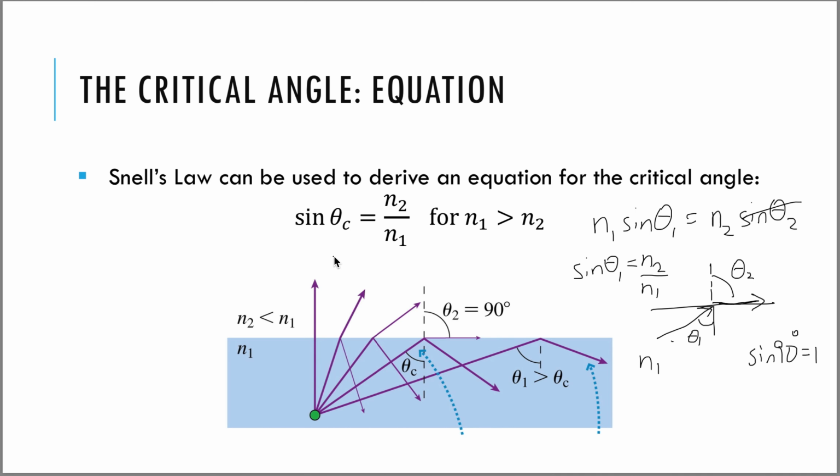One last thing we can do is solve for that critical angle by taking the inverse sine of both sides. So the critical angle is given by the inverse sine of n2 over n1. Note that n1 must be greater than n2. You must be going from a high index to a low index. The good thing about this equation is that if you happen to mess that up, you'll get an error in your calculator. In the next part of this video, I'll go over a few examples.